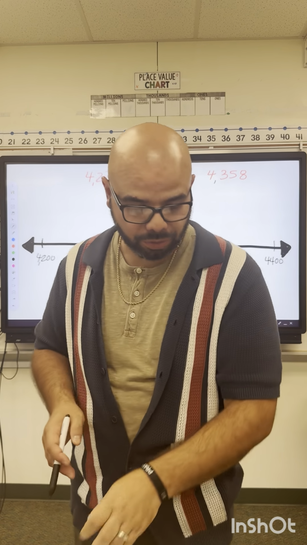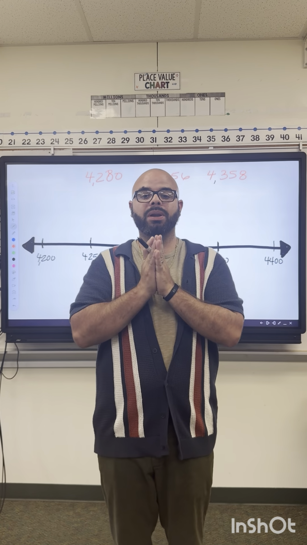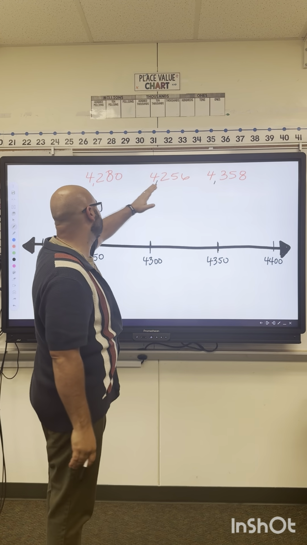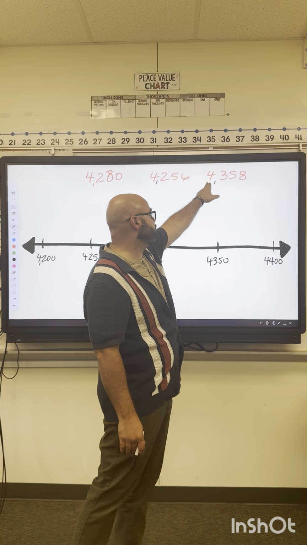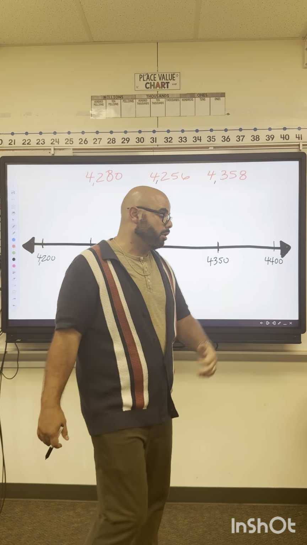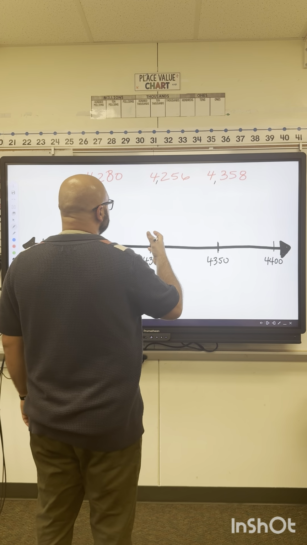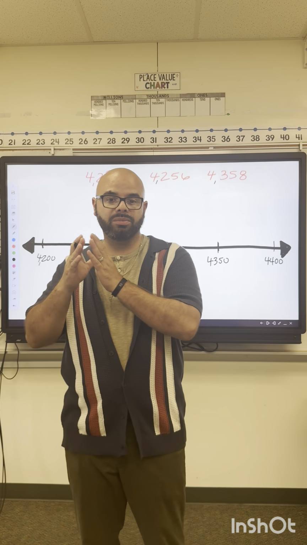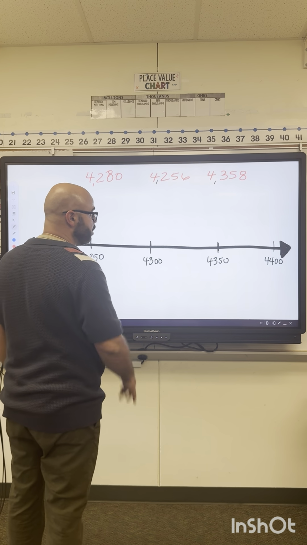Now moving on to lesson number 3, which was plotting, ordering, and comparing whole numbers. Okay, so first off, plotting numbers. Plotting numbers is pretty much taking given numbers. I have an example up here: 4,280, 4,256, 4,358, and plotting them where they fit using those guide numbers. So they're already going to give you some guide numbers, right? And those numbers are going to guide you to plotting those numbers correctly in ascending order. Ascending order means from least to greatest. So the number line is going to be from least to greatest.